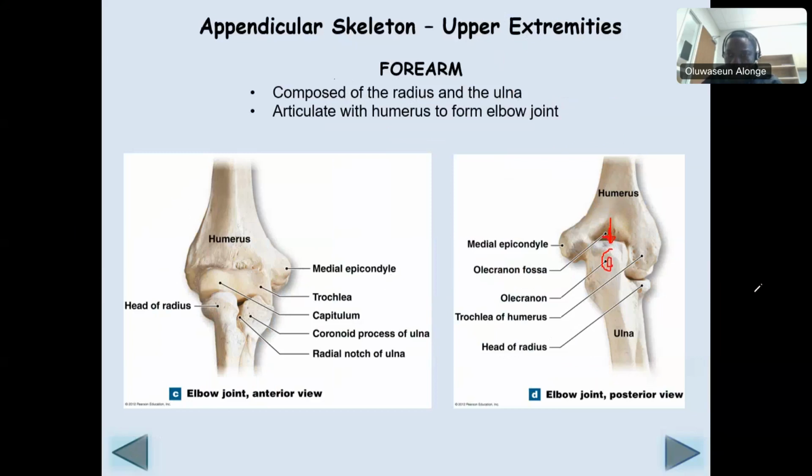So the depression where the olecranon of the ulna fits into is what we call the olecranon fossa on the humerus. And here is the capitulum on the humerus where the radius fits into. You see that? So this is the head of the radius, which articulates with the capitulum right there. And this is the ulna articulating with the trochlea, and also posteriorly the olecranon of the ulna fits into the olecranon fossa of the humerus.